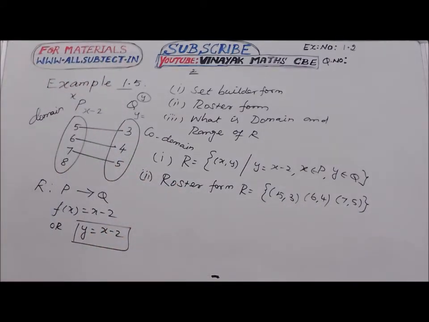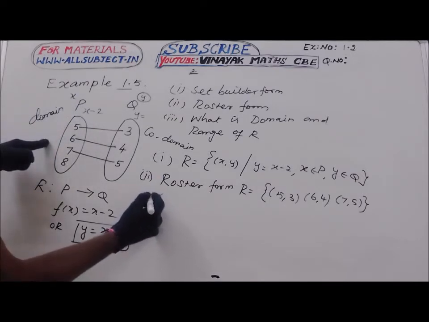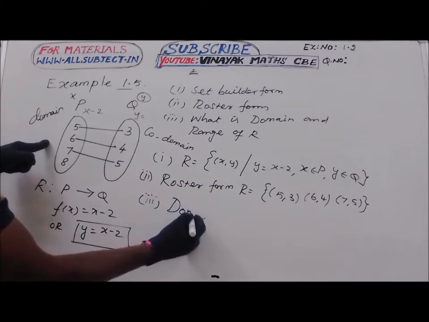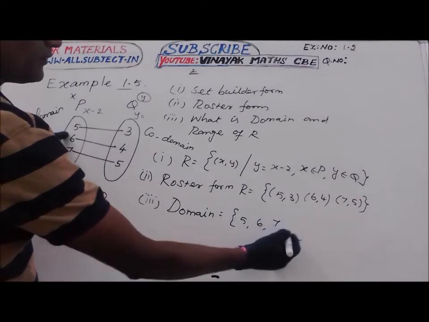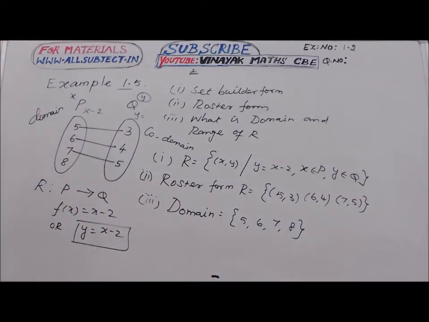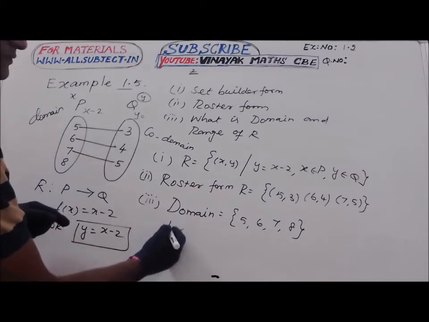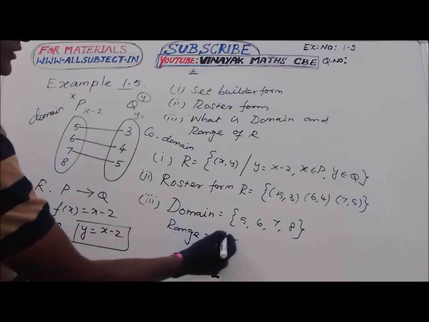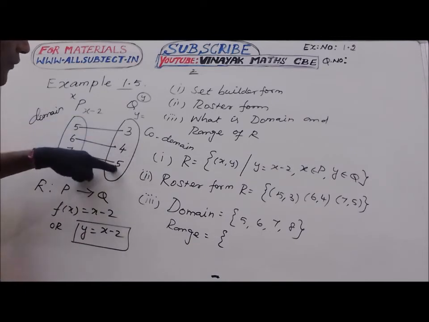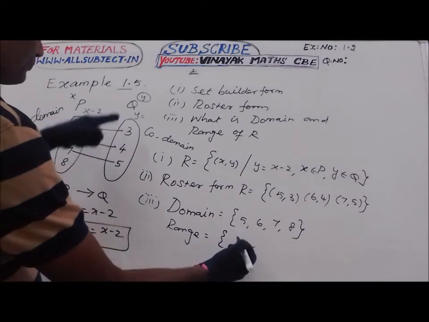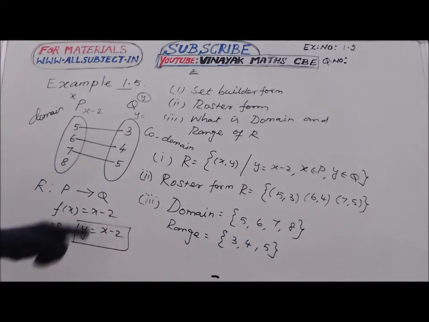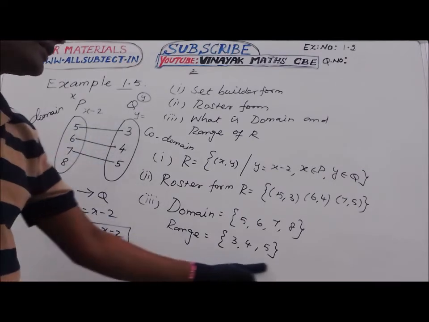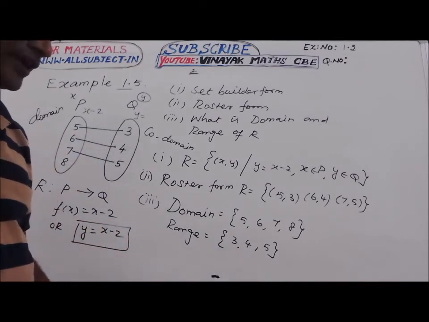So the third one, what is the domain and range? The first set is always known as the domain. Therefore for the third solution, domain equals 5, 6, 7, 8. Domain is the set containing 5, 6, 7, 8. And then range is equal to 3, 4, 5. The images are only entered in the range set. So 3, 4, 5 are the images of 5, 6, 7. They are only entered in the range set. Therefore range is 3, 4, 5.